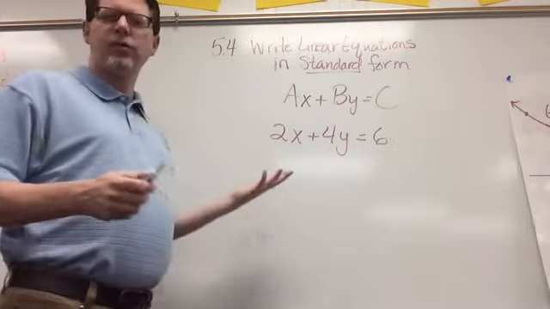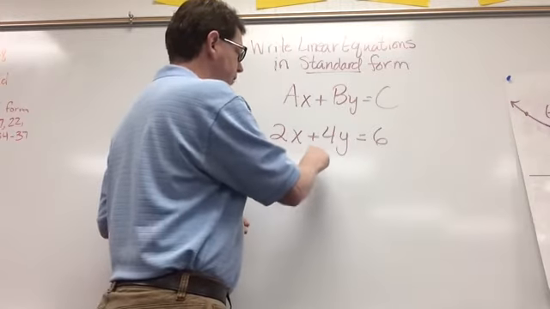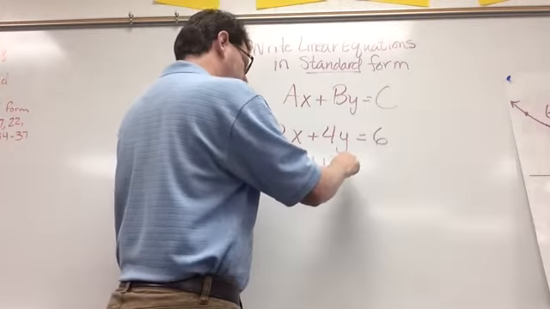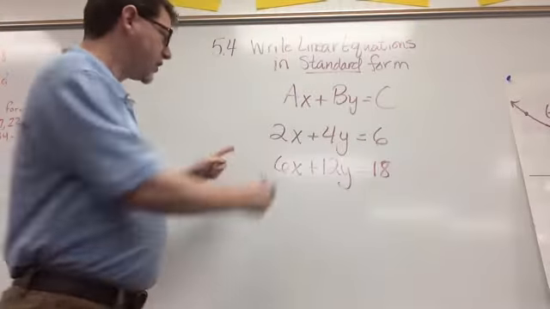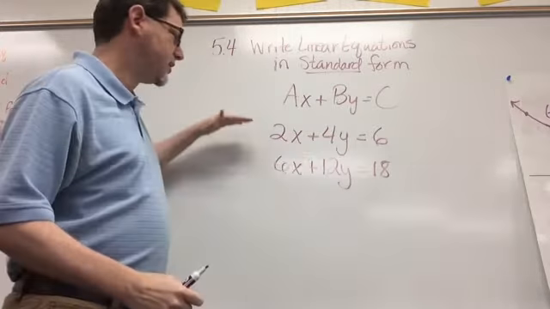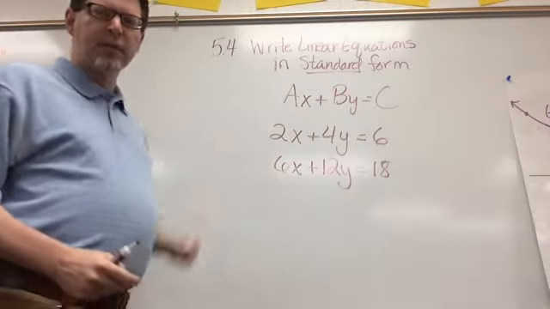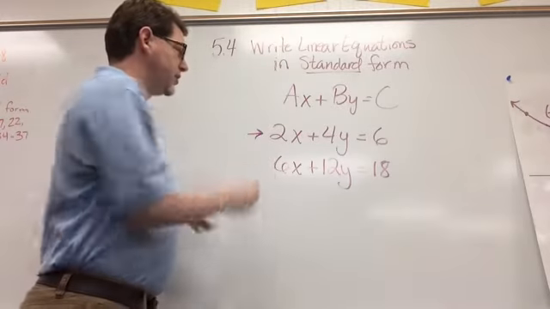So let's say I'm going to multiply everything by 3. 3 times 2x would be 6x, plus 3 times 4 would be 12y equals 18. So I just took that entire equation, multiplied everything by 3, and got another equation that is exactly the same line.